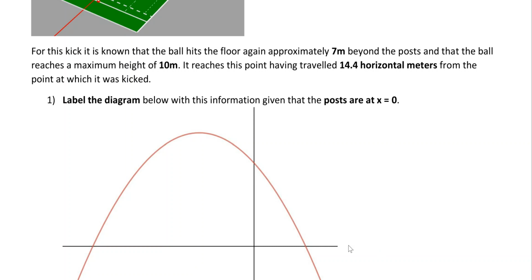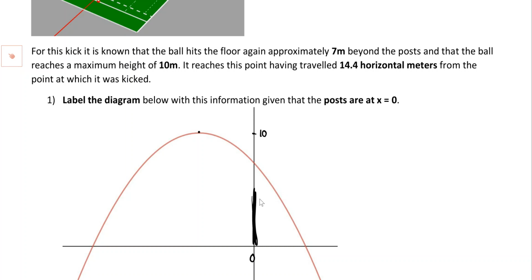So how can we tell, like a couple of you asked, which way round it is? How can you tell which side it needs to be? It says, for this kick shown, the ball hits the floor approximately 7 meters beyond the posts, okay, and it reaches a maximum height of 10. So we can go, well, that's got to be the 10 for a start. It reaches this point having traveled 14.4 meters from the point at which it was kicked. And then it says the posts are at x equals 0. Right, so the posts have to be here.